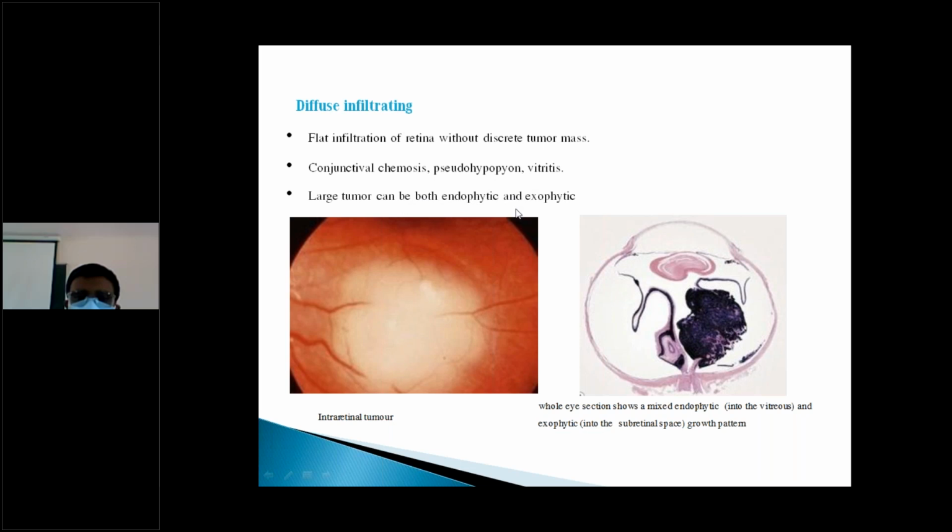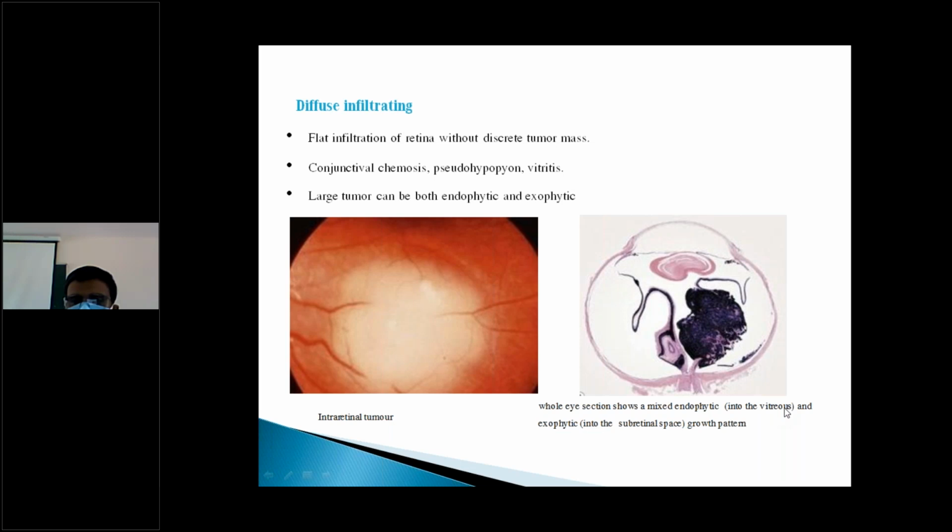Large tumors can be both endophytic and exophytic. Here you can see a cross section of an eye with retinoblastoma where the tumor is both endophytic and exophytic. This is the vitreous cavity. It has grown into the vitreous cavity, which is endophytic. It is also outside the vitreous, separating the retina from the underlying choroid. This is the retina, this is the choroid. This part is exophytic, this part is endophytic. This is both endophytic and exophytic.